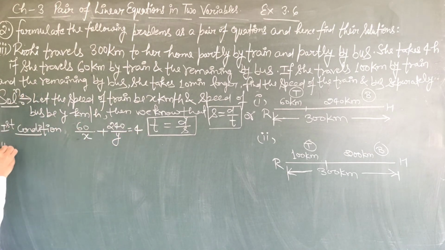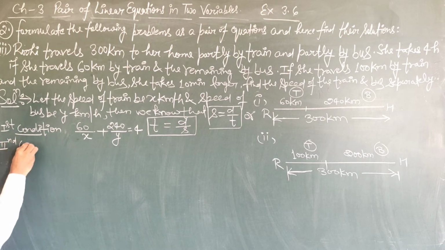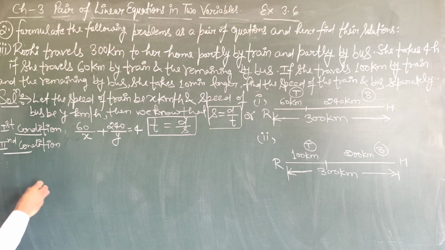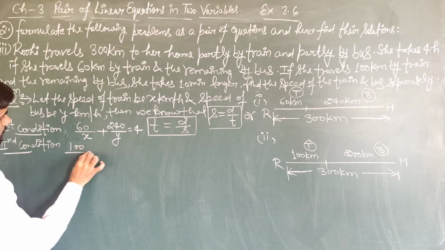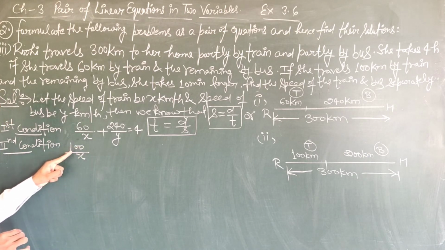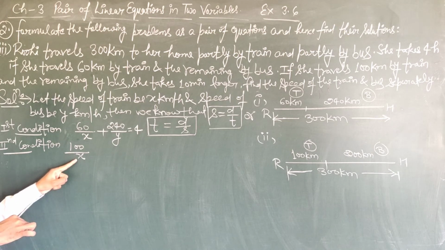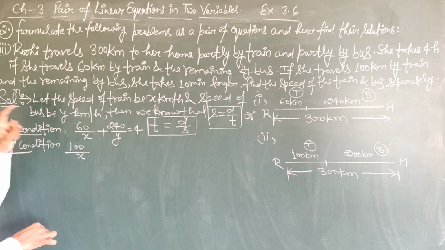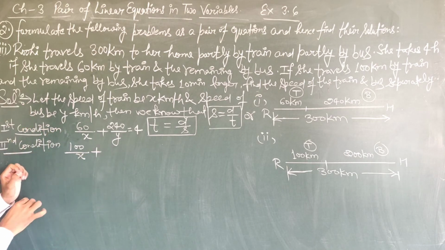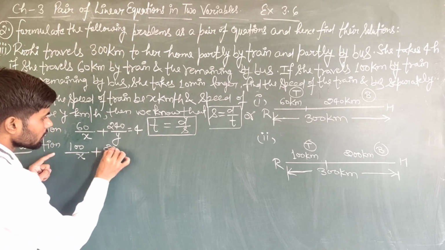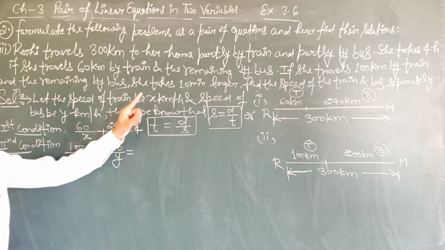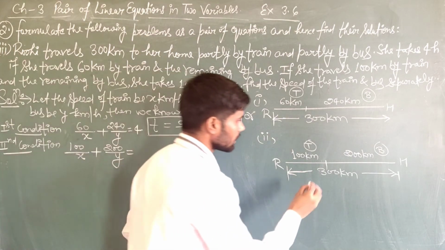And the second condition. In the second condition we can write 100 upon x. 100 is the distance and x is the speed, and 100 upon x will be the time taken by the train in second condition, plus 200 upon y is equal to 4 hours 10 minutes.